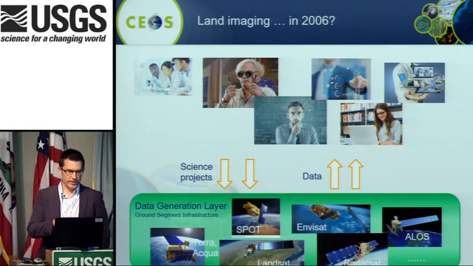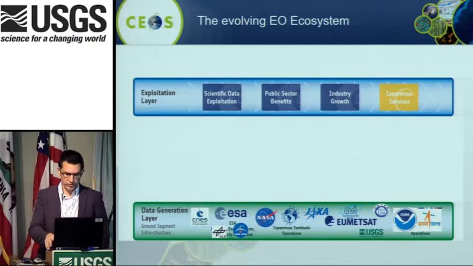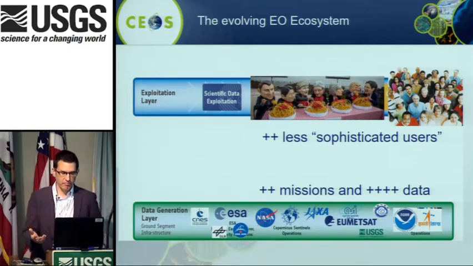So a very simplified view of this is a simple data generation layer where we had very straightforward ground segments, and what we call an exploitation layer where the science users, the expert users, used the data and were able to either do the science they wanted or do the application projects that they wanted to do. That situation obviously is evolving to a large extent. We've got a lot more and much less sophisticated users, so the general public and decision makers.